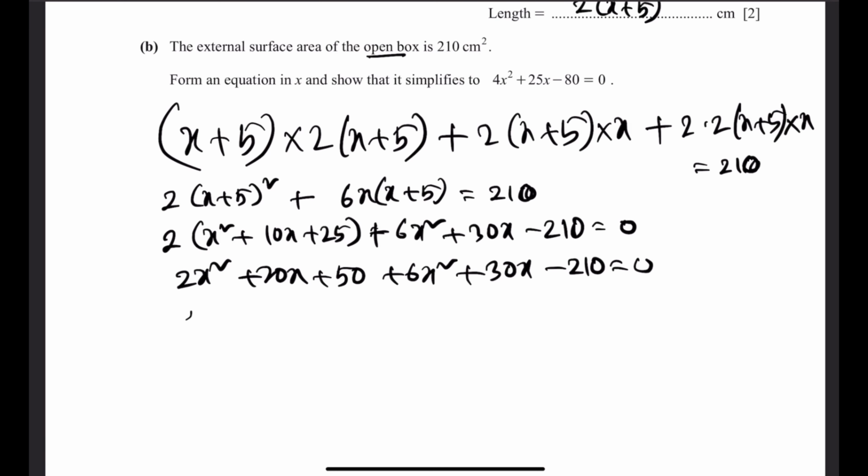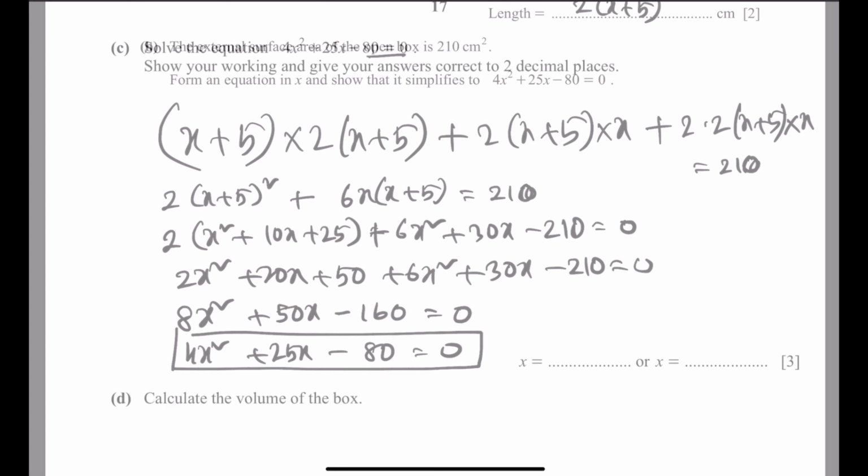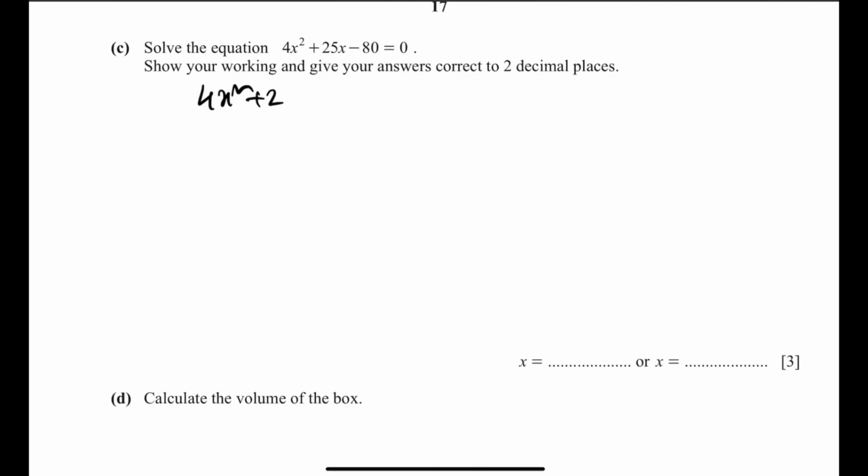So it is becoming 8x square, then 50x, then 210 and 50 subtracted, it is becoming 160 equals to 0. Let us divide this equation by 2. So 4x square plus 25x minus 80 equals to 0. So this is the simplified answer. 4x square plus 25x minus 80 equals to 0.